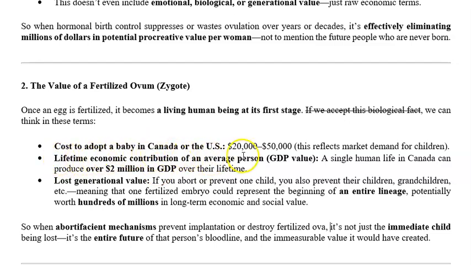Lifetime economic contribution of the average person, the GDP value. A single human life in Canada can produce over 2 million in GDP over their lifetime, much more than that if you're given the opportunities, education, different kinds of opportunities, and lost generational value. If you abort or prevent one child from implanting in the uterine lining, like the baby is supposed to do, but the birth control pills prevent that, you also prevent their grandchildren, meaning that one fertilized embryo could represent the beginning of an entire lineage, potentially worth hundreds of millions in long-term economic and social value, right?